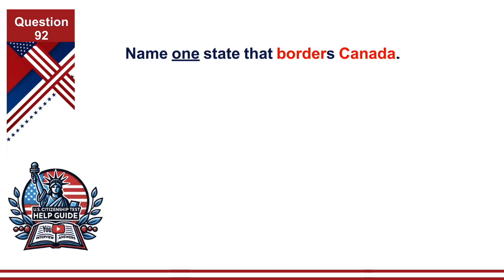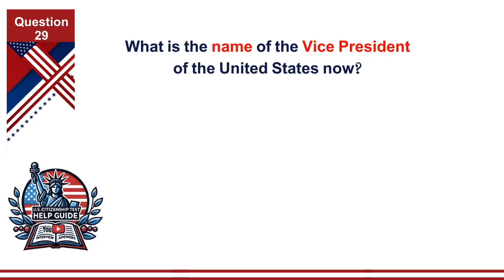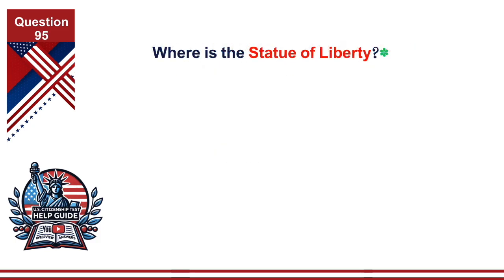Name one state that borders Canada. New York. What is the name of the Vice President of the United States now? J.D. Vance. Where is the Statue of Liberty? New York Harbor.